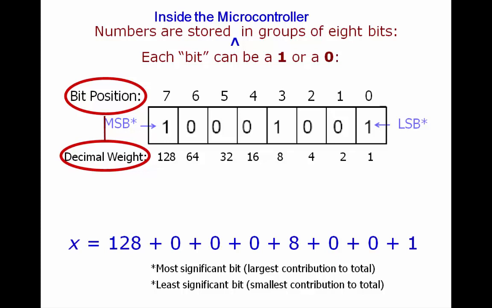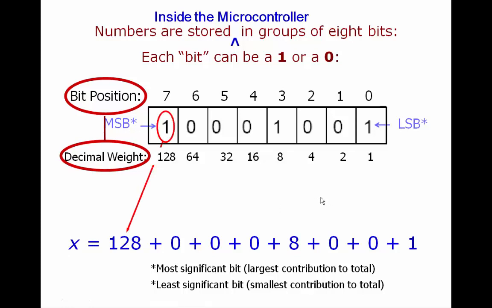Here's an example of how the binary word can be used to represent a decimal number. Let's suppose that the number shown here, 10001001, represents the variable x inside a microcontroller program.